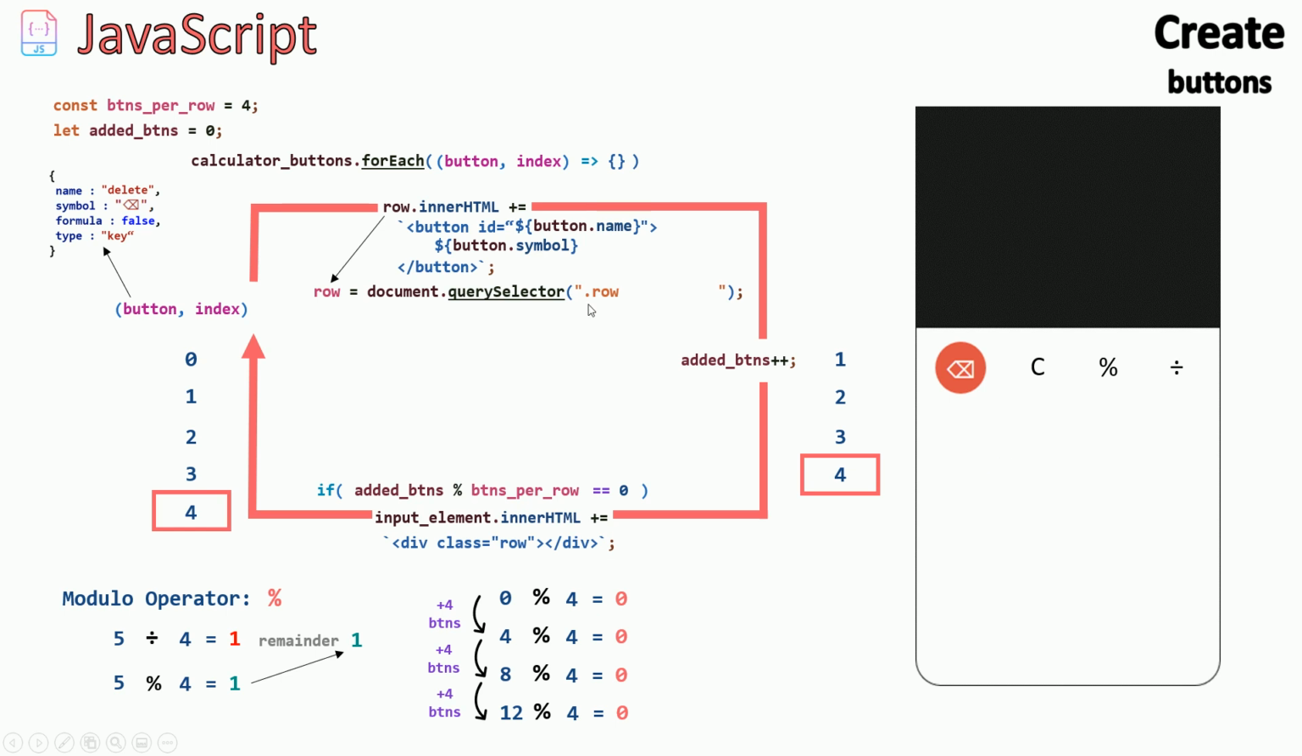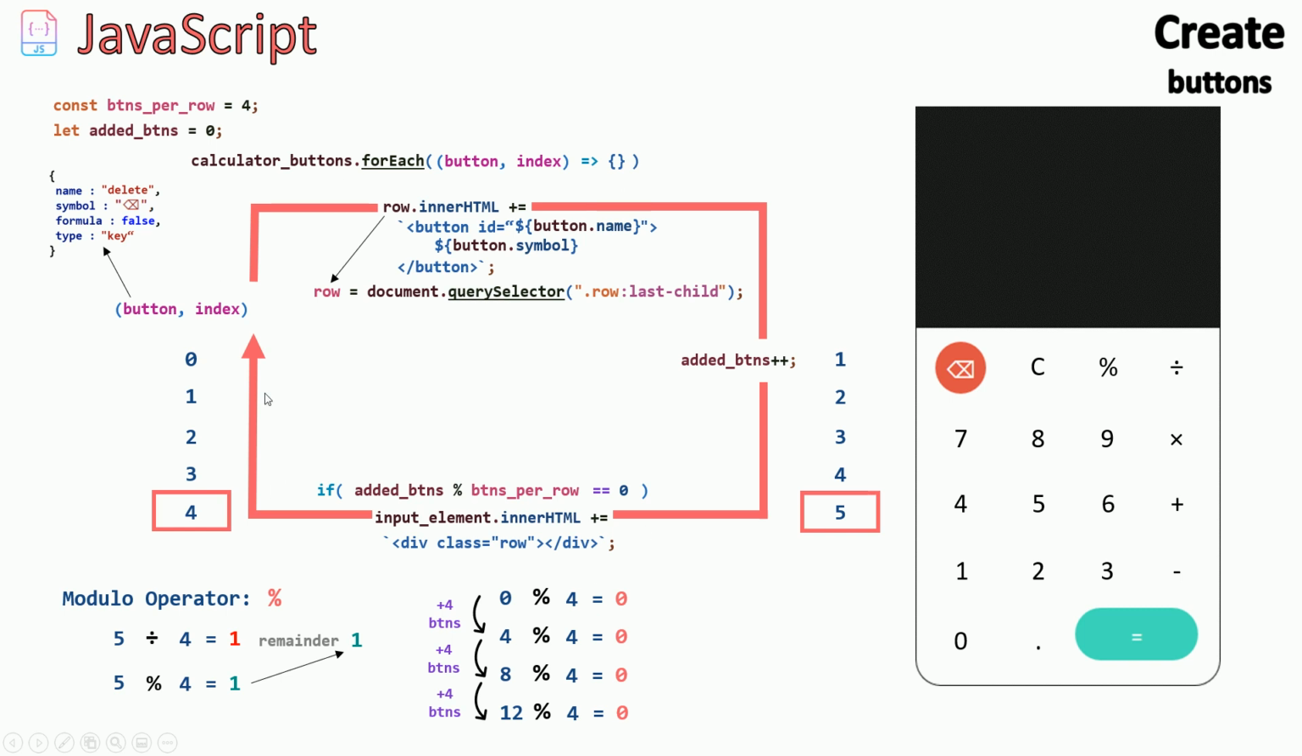So I'm going to say here .row:last-child, and then after adding 4 buttons to the last row, which is the second row, now the added buttons is 5, and here it's going to be 5 modulo 4 equals 0. This will return false. 5 modulo 4 is going to be equal to 1. Then I will go to the next button. I will add it to the last row, which is this one, and it's going to be here. So that's how we will add all the buttons to my input element.